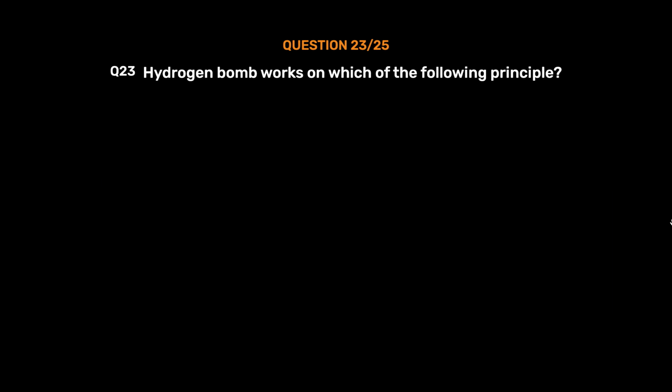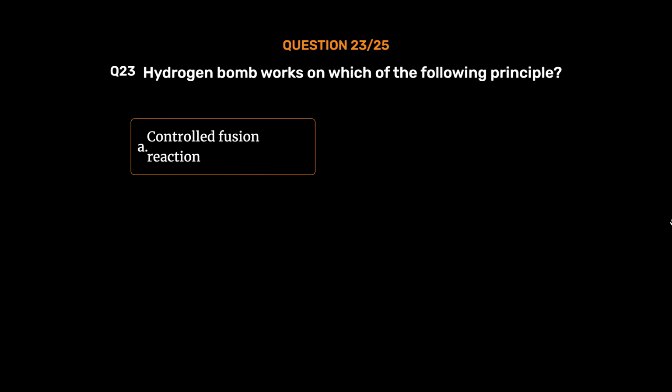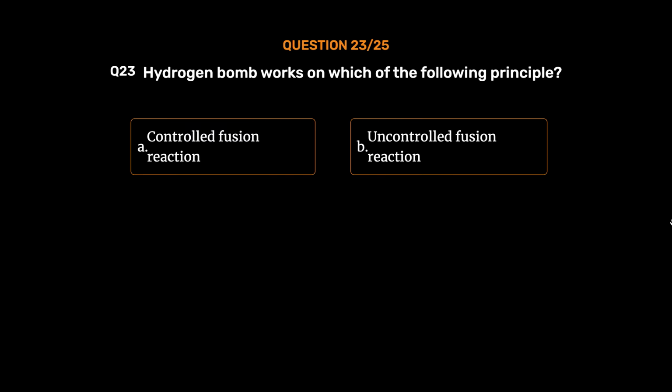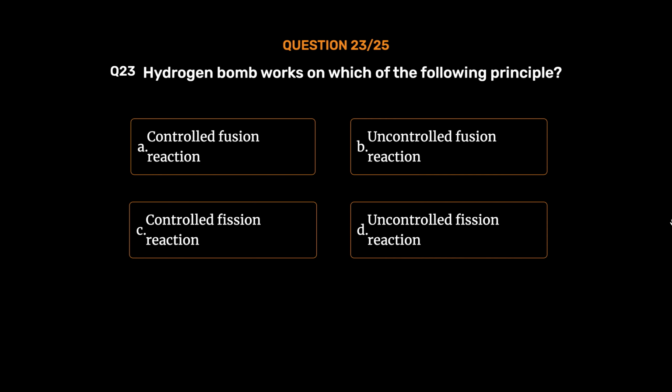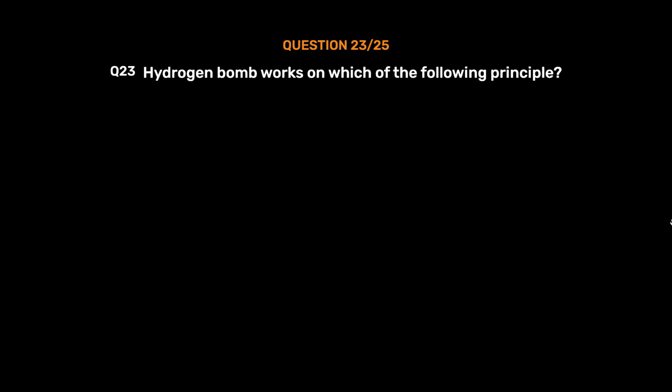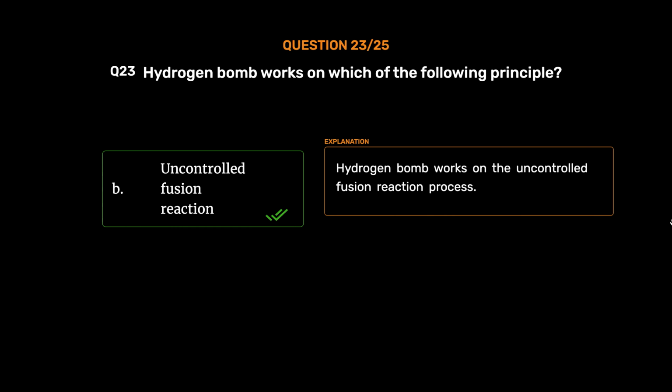Question number 23. Hydrogen bomb works on which of the following principle? Option A. Controlled fusion reaction. Option B. Uncontrolled fusion reaction. Option C. Controlled fission reaction. Option D. Uncontrolled fission reaction. The correct answer is option B. Uncontrolled fusion reaction. Hydrogen bomb works on the uncontrolled fusion reaction process.